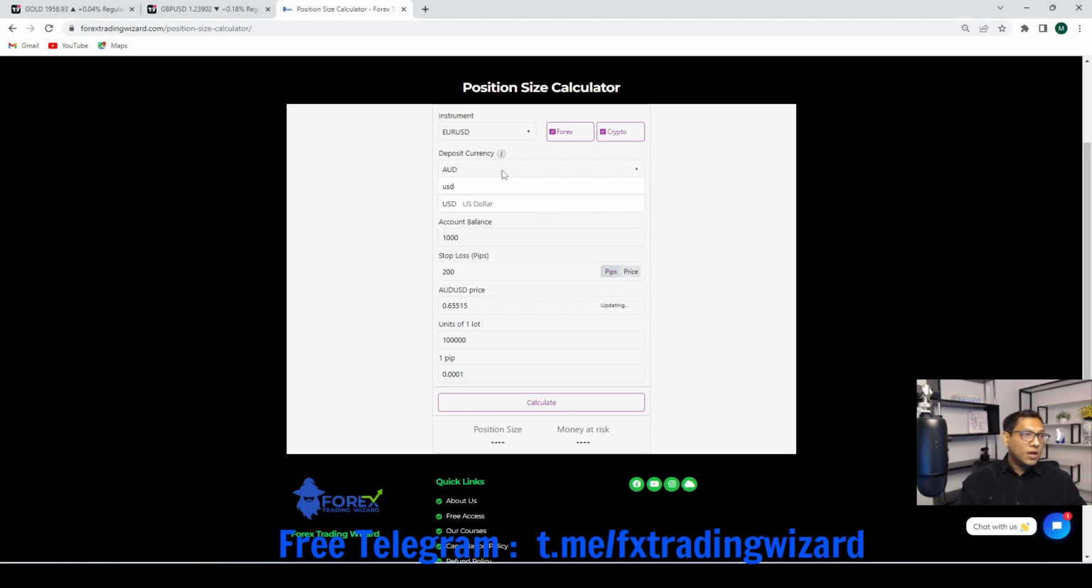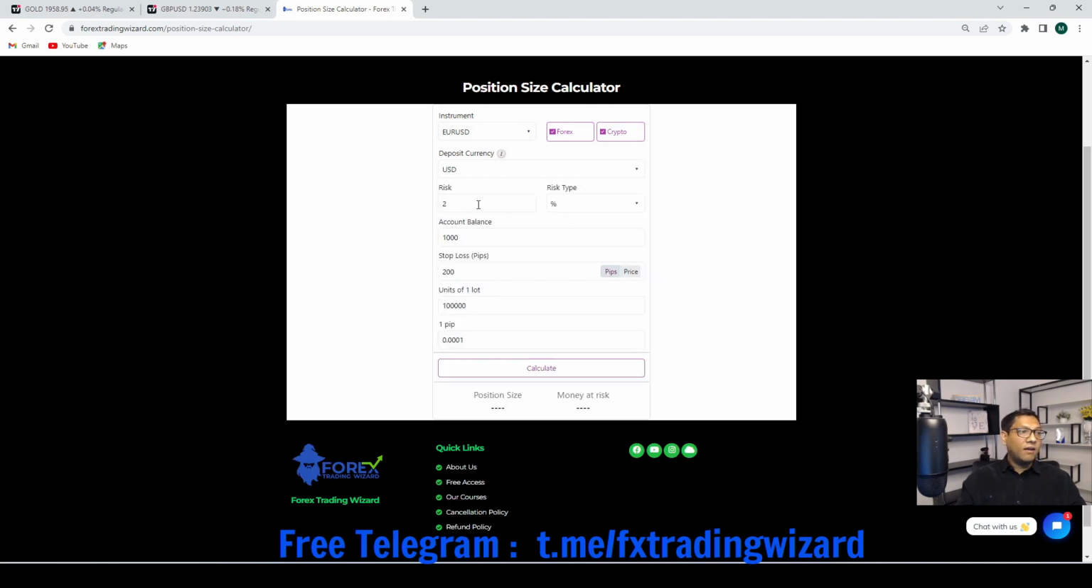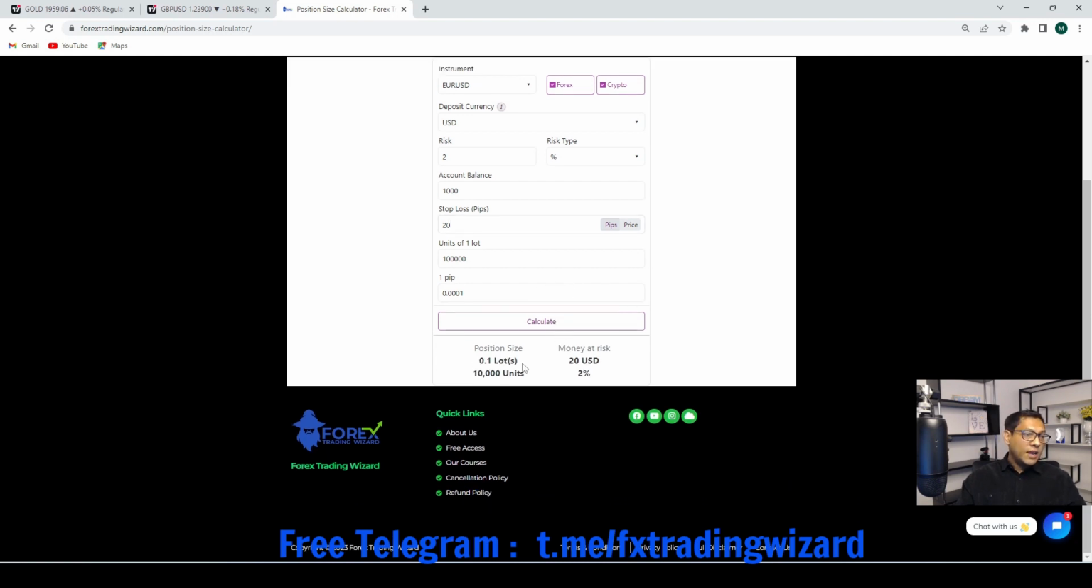Let's assume that your account currency is USD, and then the risk percentage could be 1%, 2%, whatever percentage you are using. And then the account balance. Now how much account size you have, $100, $1,000, $10,000, you put it here. And then the stop loss pip, how many pip stop loss you are using on that particular trade, could be 20 pip, 10 pip or 100 pip. And once you do that, click calculate, and it will give you how much lot you should be buying or selling. Now this is the most important part of risk management, calculating the lot size.